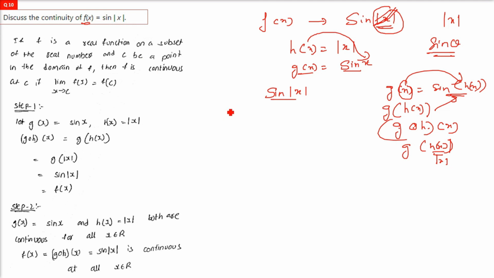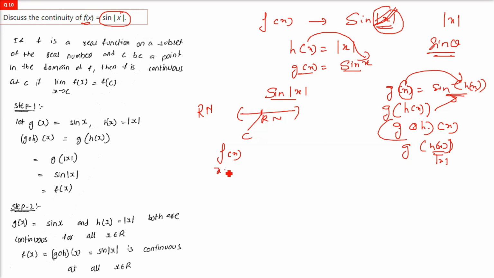So now we know the continuity: for a gof or a fog, for two functions, if they are continuous, then the fog and gof functions will also be continuous. That is, the real number is a big domain. So if you take some point c in the domain of real numbers, and f is continuous at c, what does it mean? The value of the function at c should be f(c).